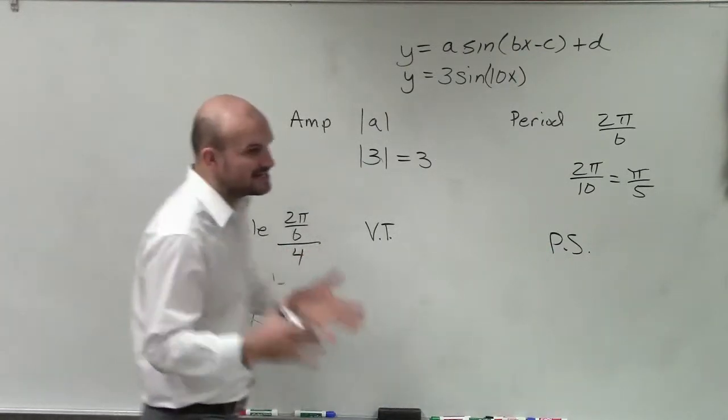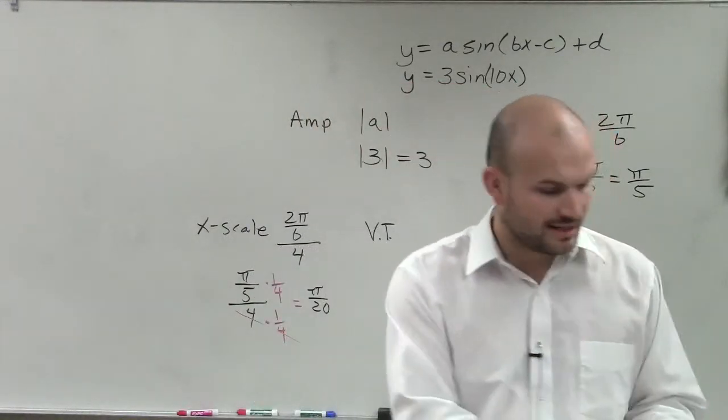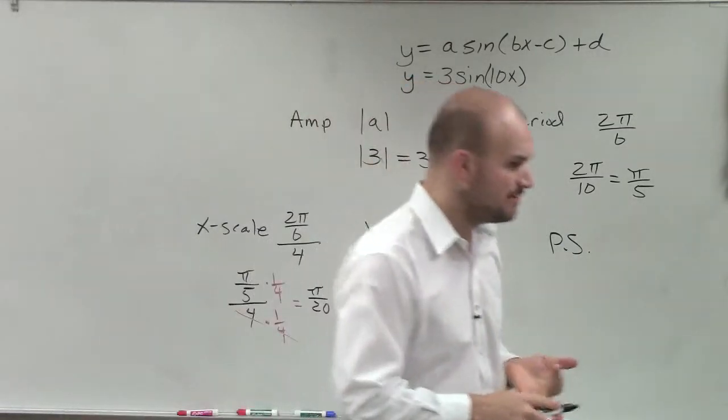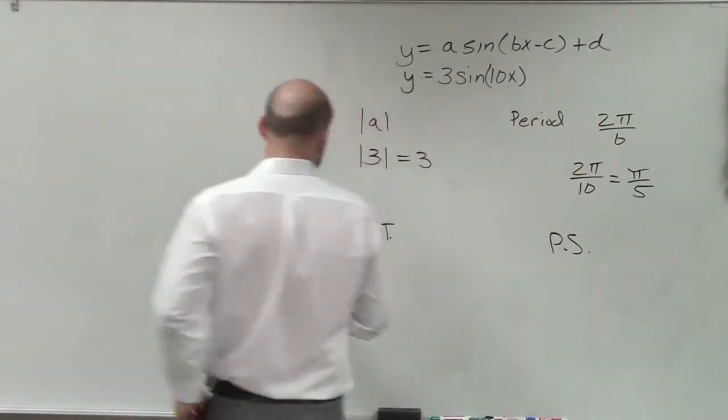Now, if you guys remember the x scale, that's going to tell us all of our important characteristics of our sine graph. How far away the x-intercept is from the maximum point, from the minimum point to the next x-intercept, and so forth. Then the next thing is vertical transformation.